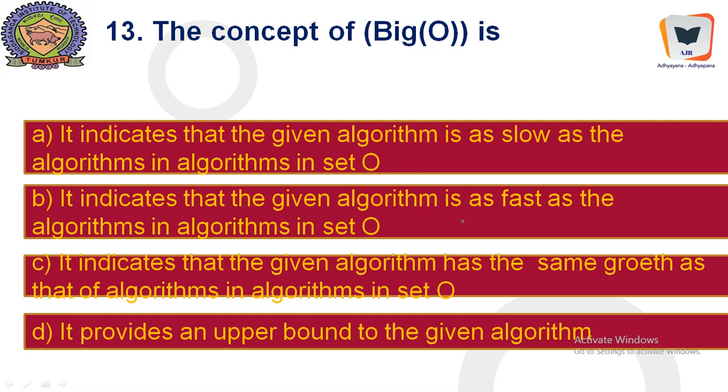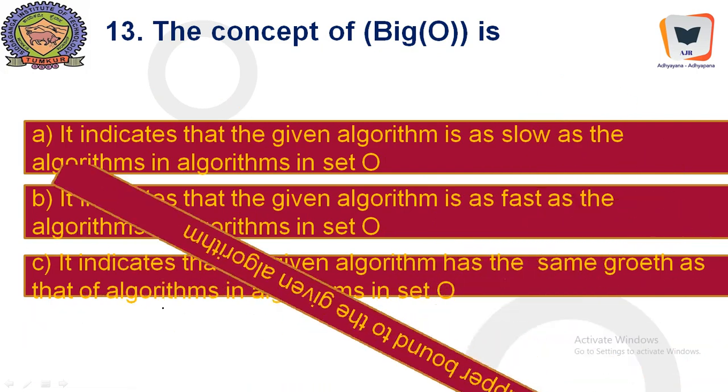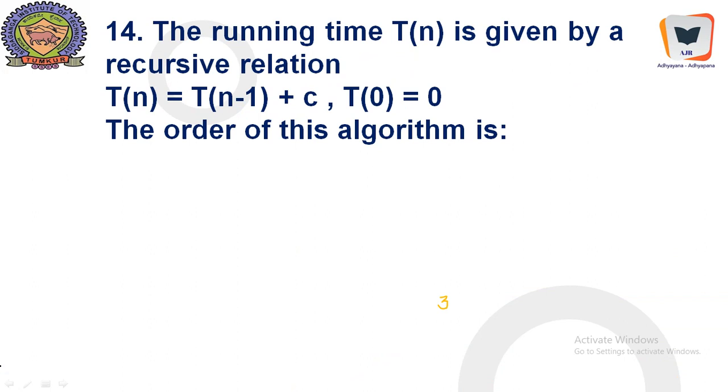It indicates that the given algorithm is as fast as the algorithms in algorithm set O. No, this is not the answer. This is the answer exactly. Let us see if there are any other answers in the list. It indicates that the given algorithm has the same growth. No, this pertains to big theta. This pertains to big omega. And it provides an upper bound to the given algorithm. This is also correct. Therefore, the answers are A as well as D. Okay, big O always provides an upper limit for my algorithm, or the algorithm written by the algorithmist.